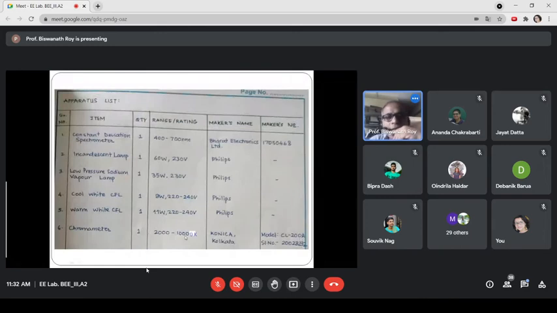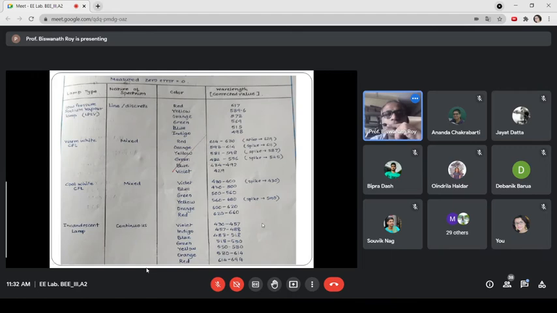So this is the apparatus list: constant deviation spectrometer, Bharat Electronics Limited, different lamps, chromometer, model CL200A, makers Konica Minolta. Data table.